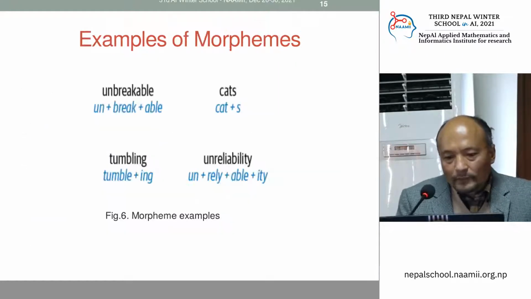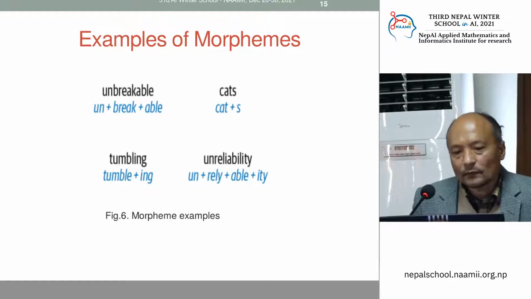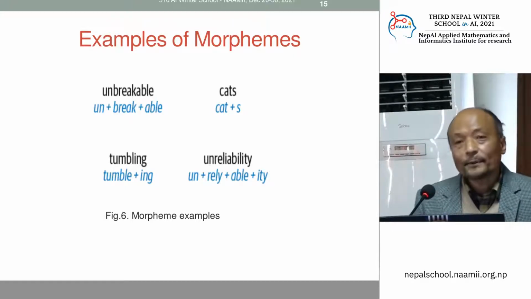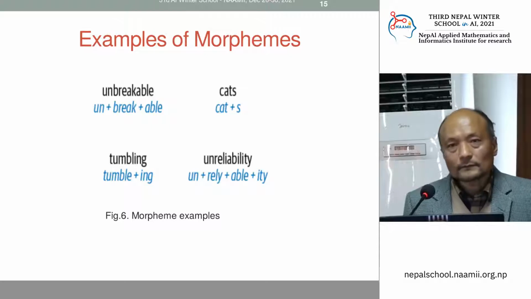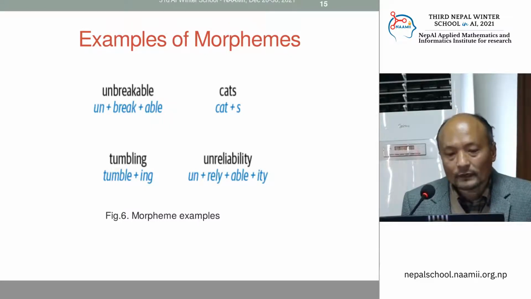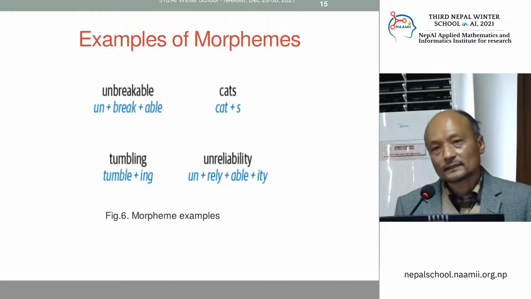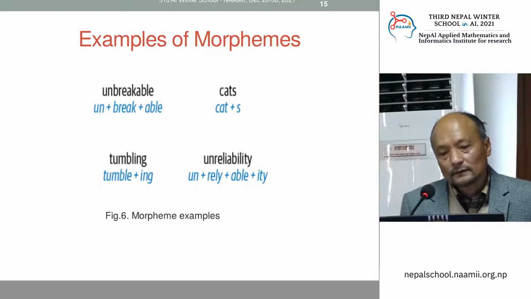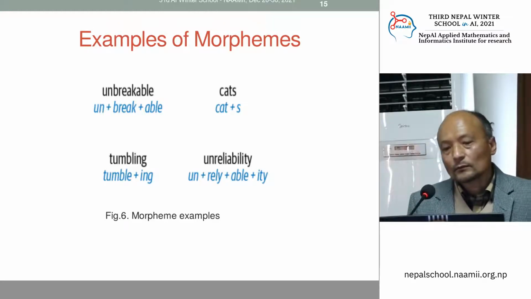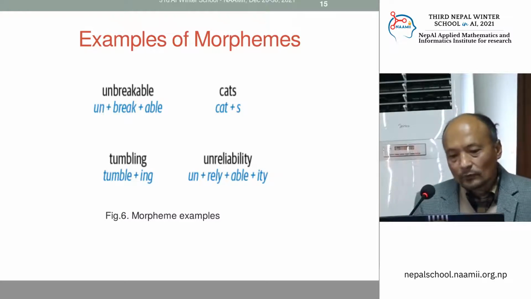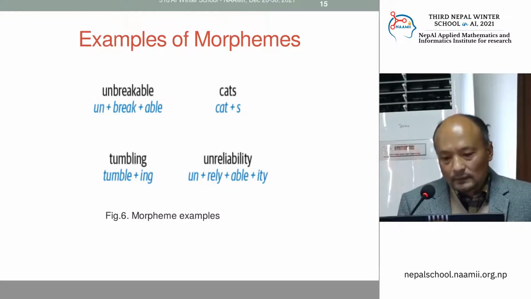So, examples of morphemes: if you take the word unbreakable, break is the stem or the root word here, whereas un is the prefix and able is the suffix. Cats is cat plus s. That way you basically do a morphological analysis of the words. Those are morpheme examples.